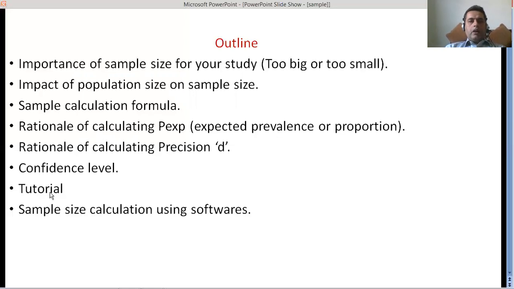Then after that, I would just show you a tutorial in which I would show how to calculate the sample size using this particular formula. And then I will talk about the sample size calculation using different software, because there are a lot of online tools for this particular purpose.